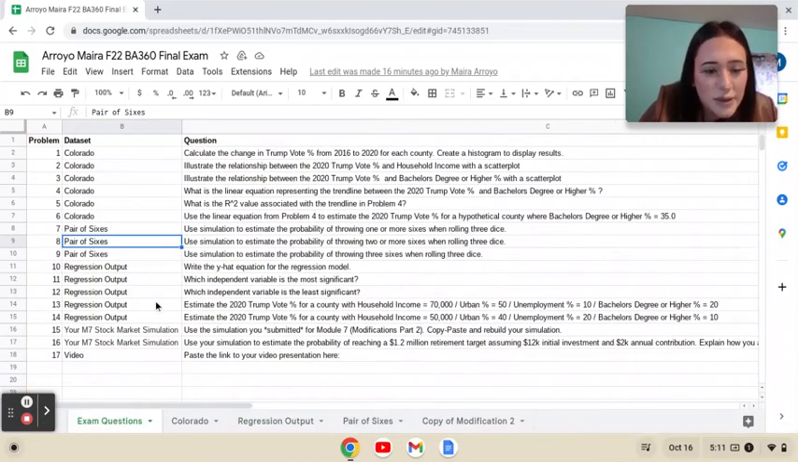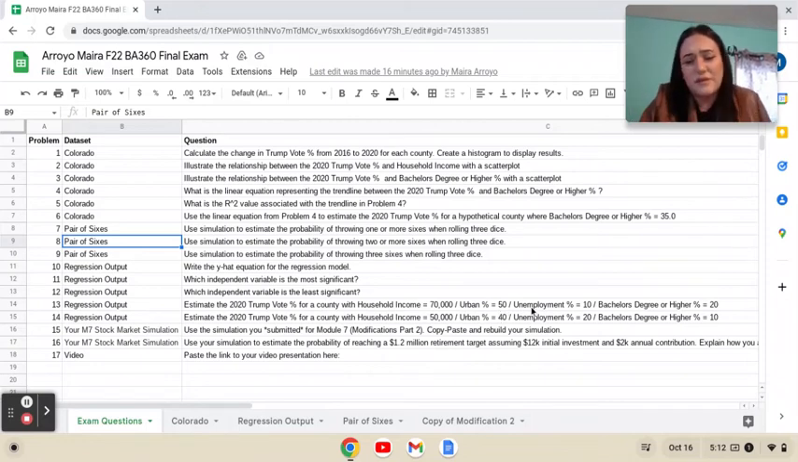Okay. And for the next two, 13 and 14 was just data I'm putting into it. So I said I estimate the Trump vote percentage for the county with household income 70%, urban percentage 50%, unemployment 10%, and bachelor degree 20%. So basically for number 13 and 14, I'm just putting all this data into our y hat equation to see what answer we get.